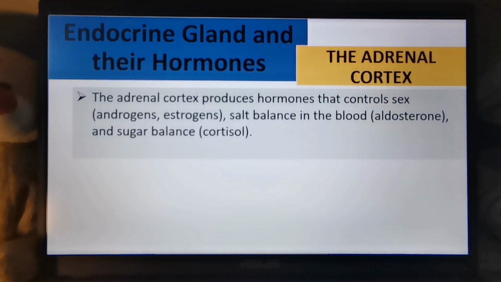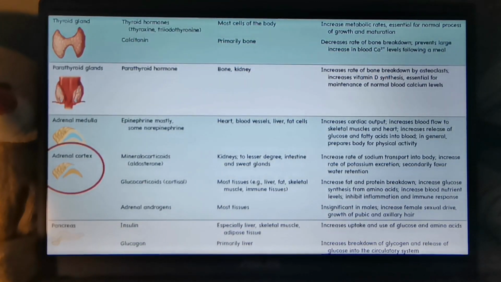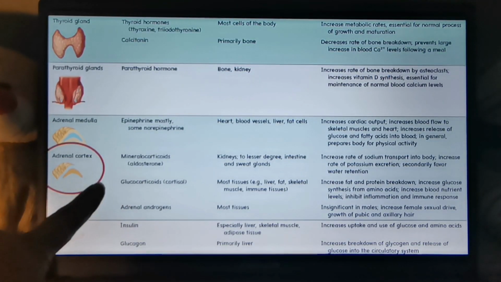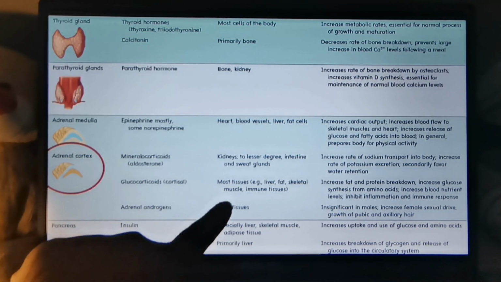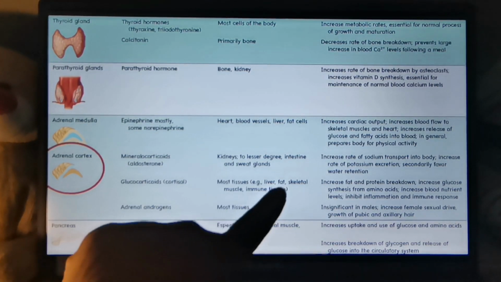The adrenal cortex. The adrenal cortex produces hormones that control sex, salt balance in the blood, and sugar balance. So we have androgens, estrogens. Androgens are the male hormones and estrogens are the female hormones. Okay? Yan, adrenal cortex. We have the aldosterone, glucocorticoids, and adrenal androgens. So these are the affected areas.